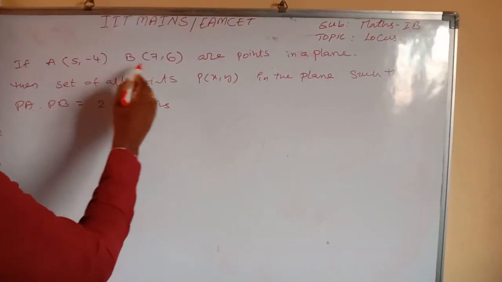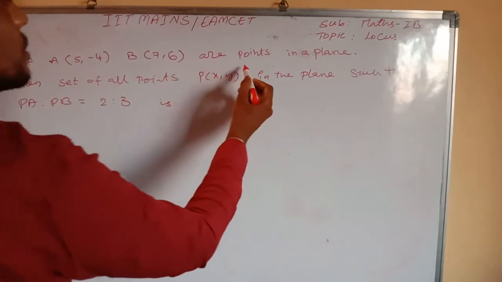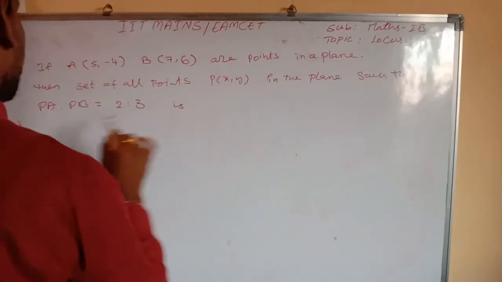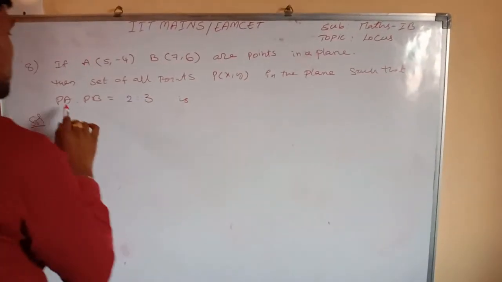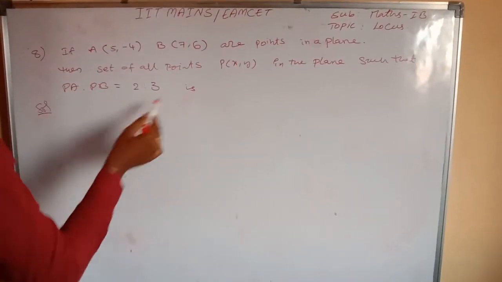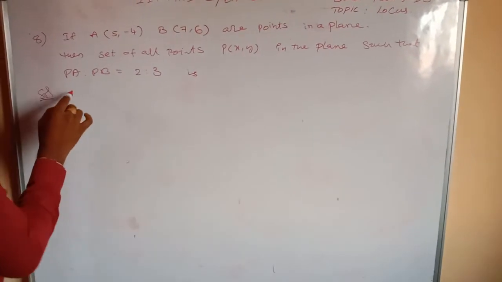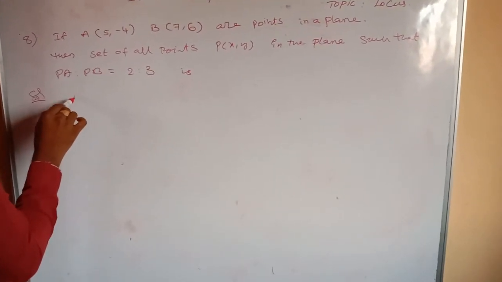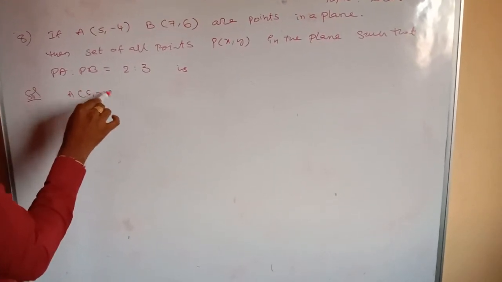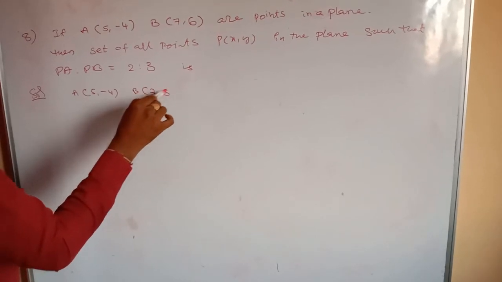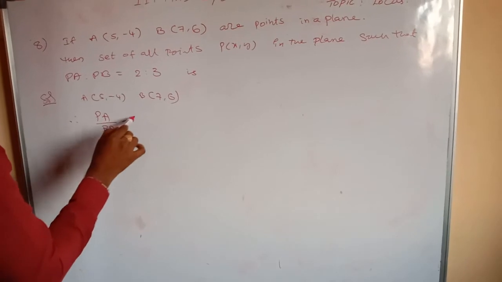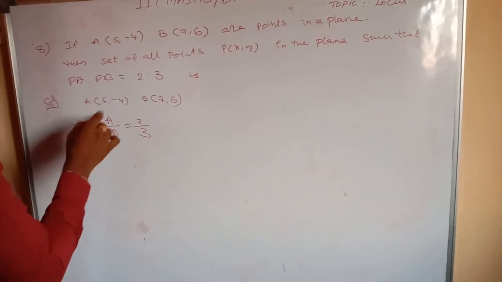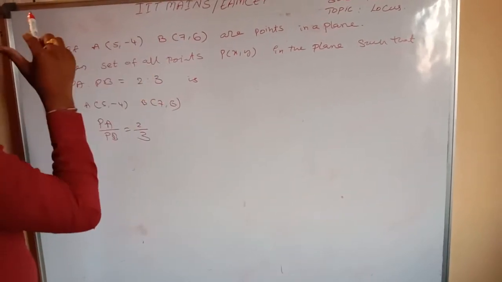A(5, -4) and B(7, 6) are points in a plane. Then the set of all points P(x, y) in the plane such that PA : PB = 2 : 3. Here A is (5, -4), B is (7, 6). PA by PB is equal to 2 by 3. That means the distance between P and A and the distance between P and B is PB.